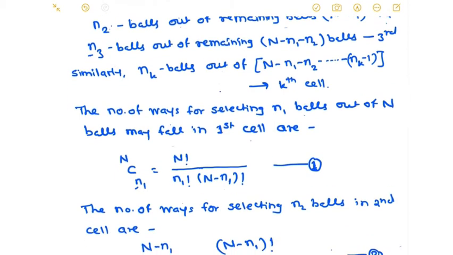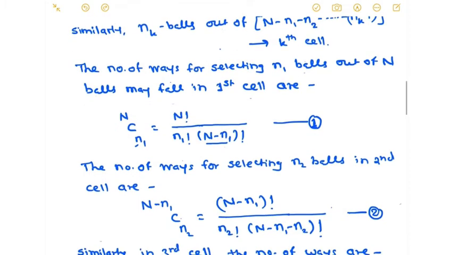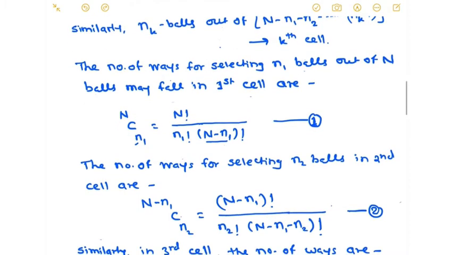In that way we also find the number of ways for selecting n2 balls in the second cell, but n2 balls we have to select out of the remaining balls. How many remaining? N minus n1, these are the remaining balls. Hence again we write the combination rule, this n minus n1, these are the remaining balls.